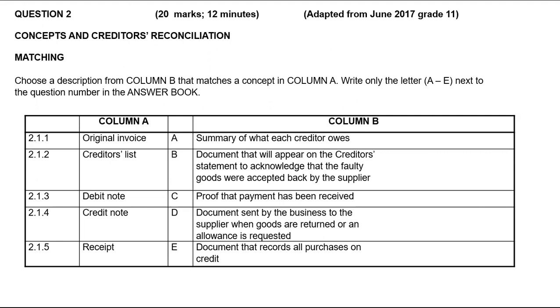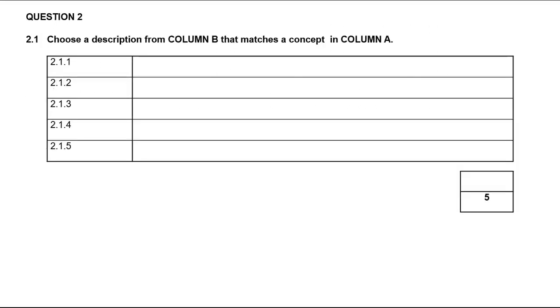We're going to be doing question 2. The first question is about matching column A and column B. I won't go through that. It's quite easy. So basically, when you match those, this is what you should get. 2.2.1 goes with E, 2.2.2 goes with A, 3 with D, 4 with B, and 5 with C. All right.